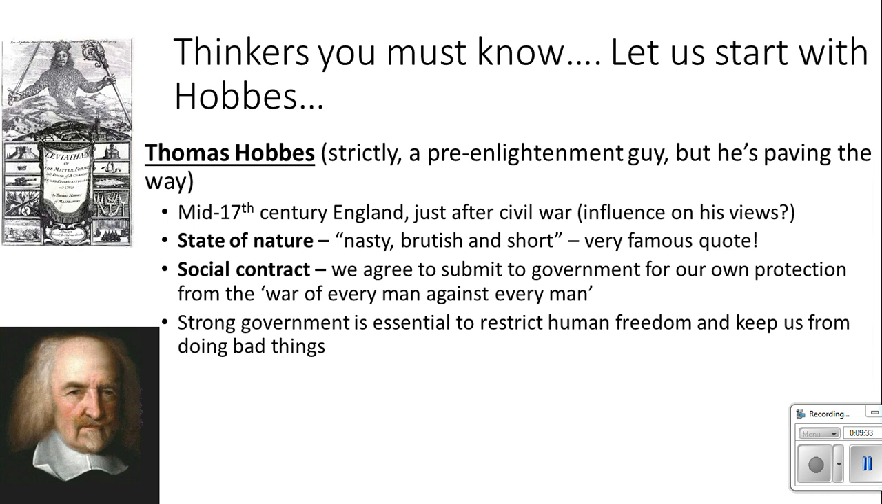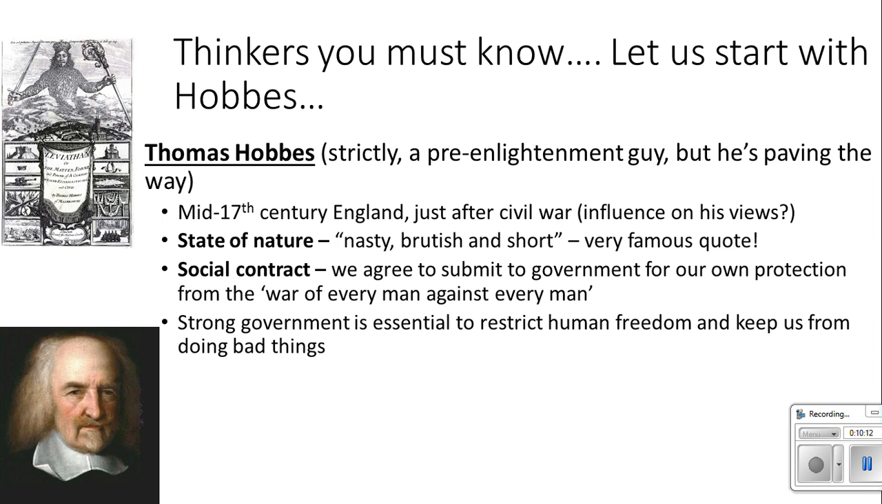Hobbes is writing in the middle of the 17th century in England, just after the Civil War. In fact, his book Leviathan, which the cover is pictured here, is published about 2 years after the execution of Charles. So this is a guy who's definitely living through an absolutist government, watching that absolutist government clash with Parliament, and then witnessing the corresponding chaos that results from a time of civil war, and then also watching this sort of Cromwellian military dictatorship that springs up in the wake of Charles I's execution.